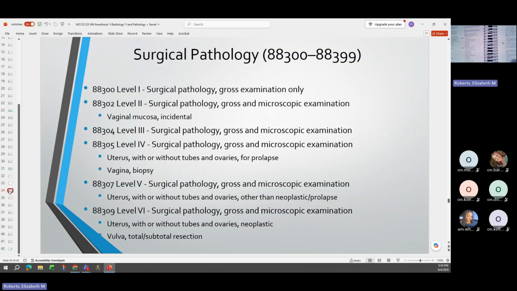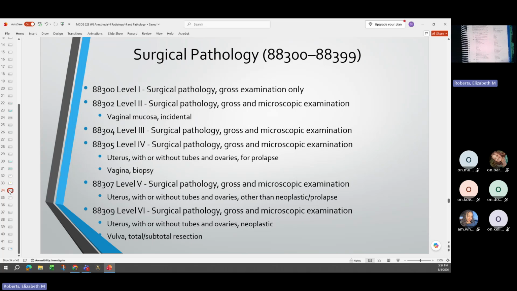Next, surgical pathology. Surgical pathology codes 88300 through 88309 are pretty common. They start on page 693. And what these identify, they're identified based off of levels.